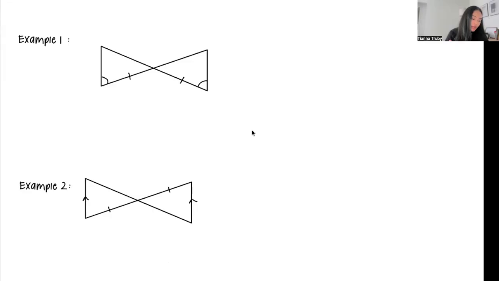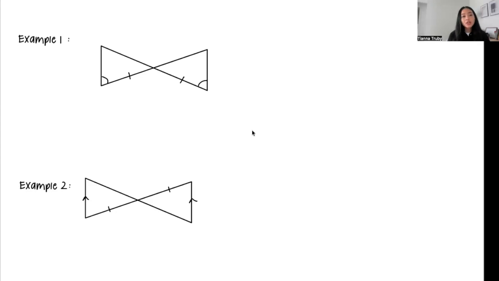So let's jump in. Our first two examples are pretty similar to each other. Something to note before starting: sometimes you'll be given the information in markings on the diagram itself, and other times you'll be given the information in word form, and it's up to you to draw the markings based off the information they give you. So it's important that you understand the notation. Also, knowing the vocabulary is going to be really important because that can be a barrier to understanding what they're saying.